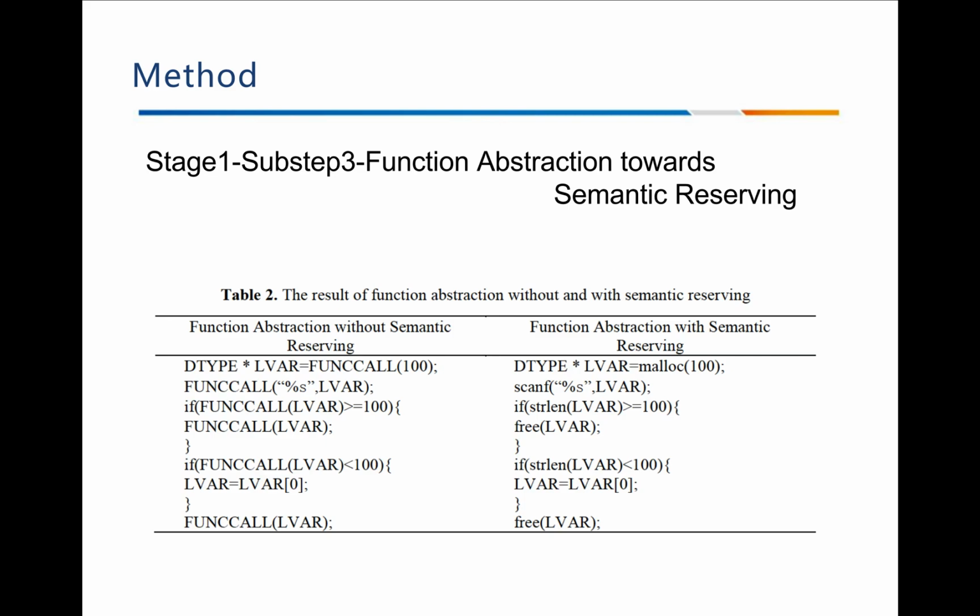The next substep is function abstraction towards semantic preserving. The first column in Table 2 shows abstracted function names, while the second one shows the actual function names, clearly preserving more semantics.